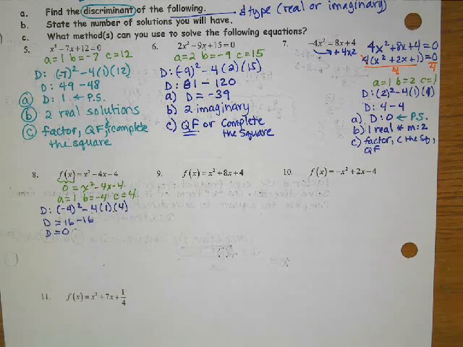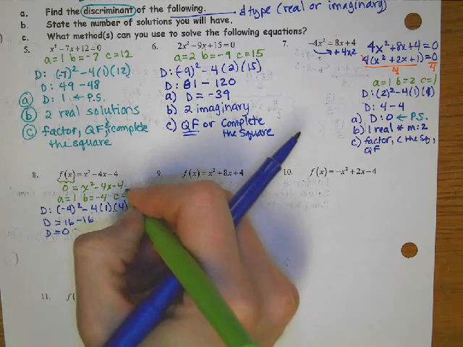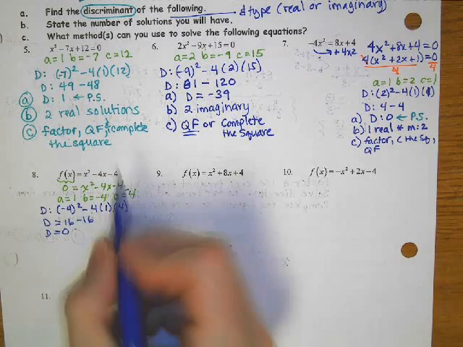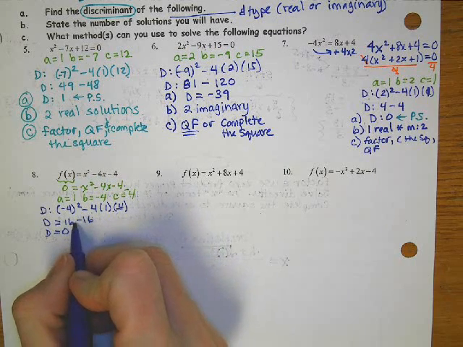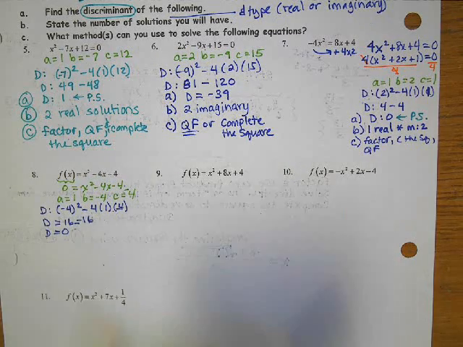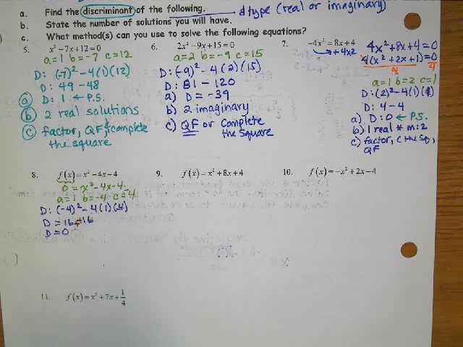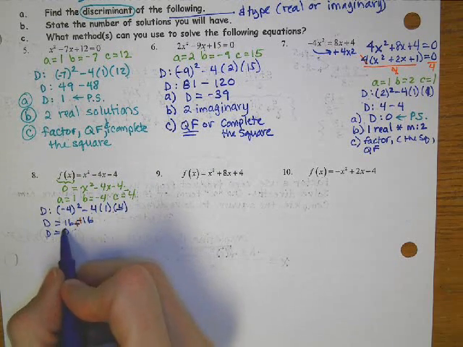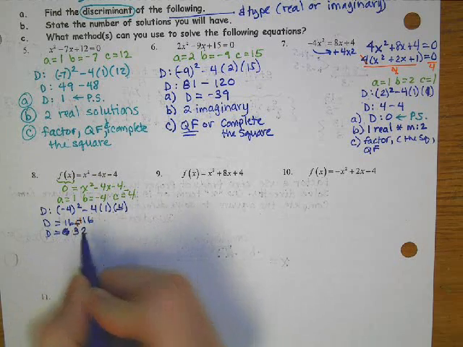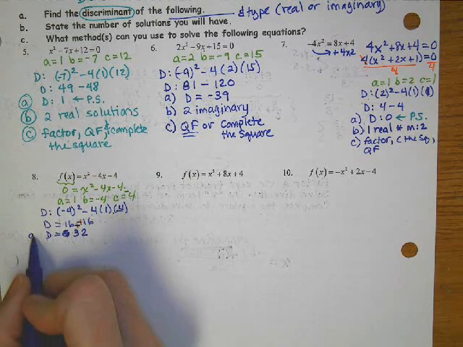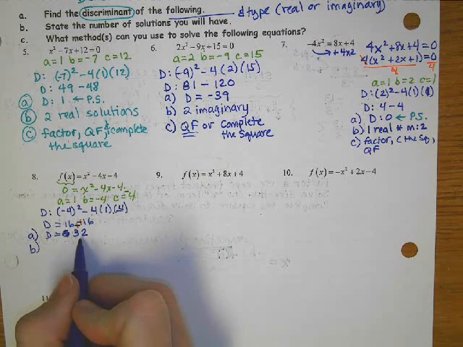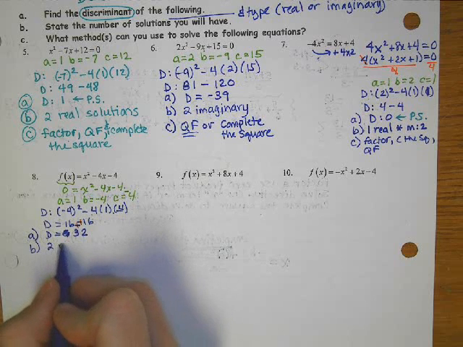Sorry, C is negative 4. I went a little too fast myself. So if C is negative 4, that would be 16 minus negative 16. So minus a negative, remember, that would be keep, change, change, which means 16 plus 16 is not 0, it's 32. 32 is not a perfect square. So while my answer to part A is 32, my answer to part B, it is still positive, so there are two real solutions.